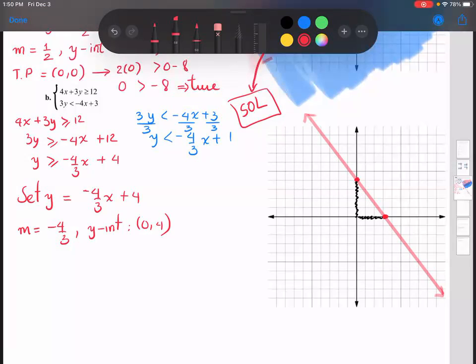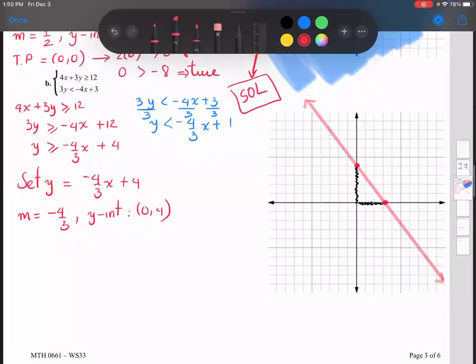Just a clarification, do you want us to do the test point first for the first equation, or are we going on to this one? Okay, yeah, thank you. I forgot about that. Yeah, please do the test point. I forgot about the test point for the first one. You guys do it. I'll see how you do it.